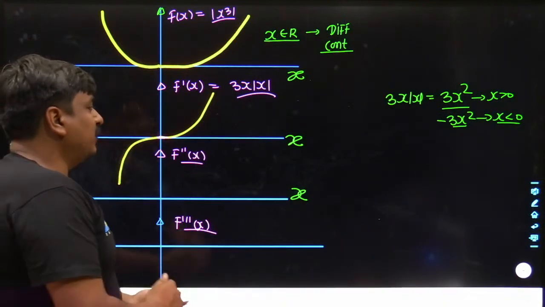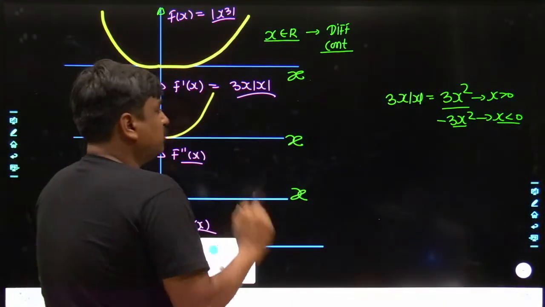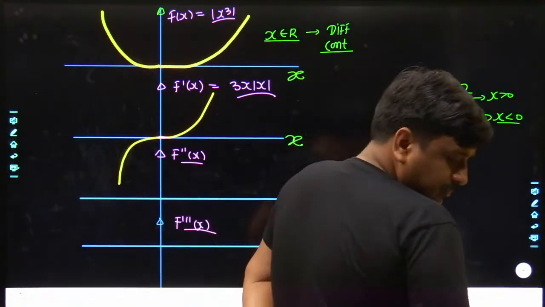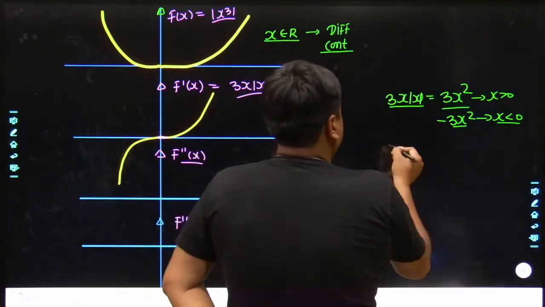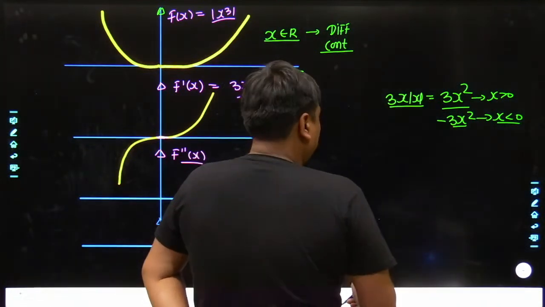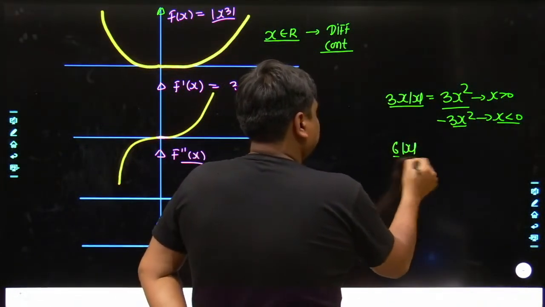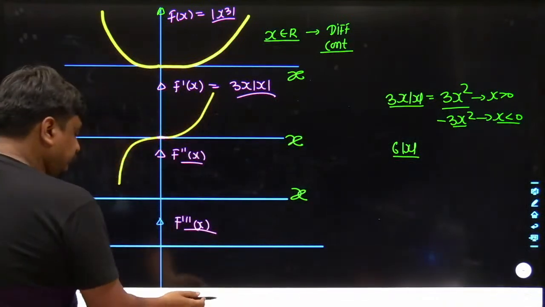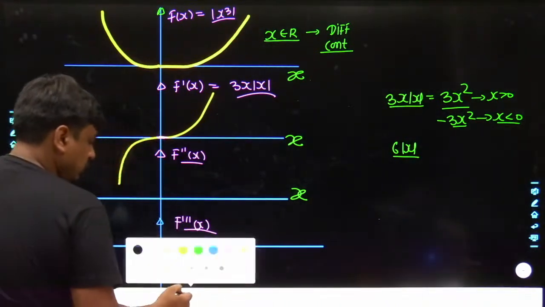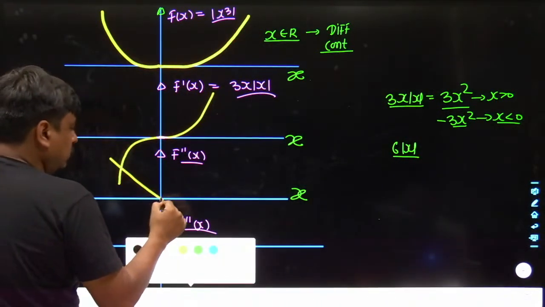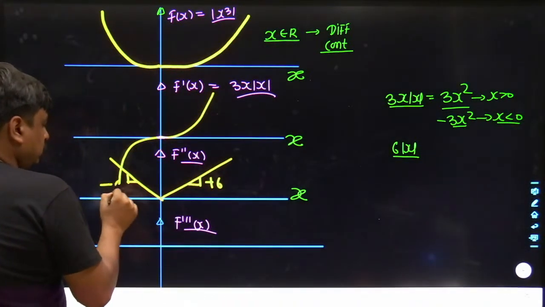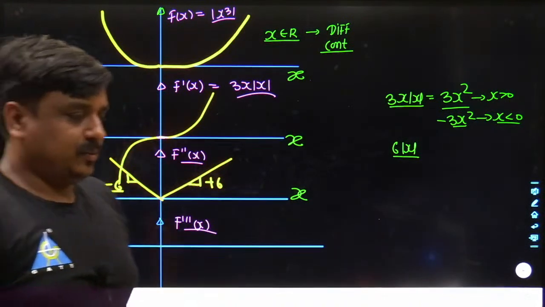May I know what the second differentiation was? The second differentiation which we got out of this, how much did we get? Here it was 6 times mod of x. So here it becomes 6 times mod of x. The slope would be plus 6 for positive x. The slope would be minus 6 for negative x.